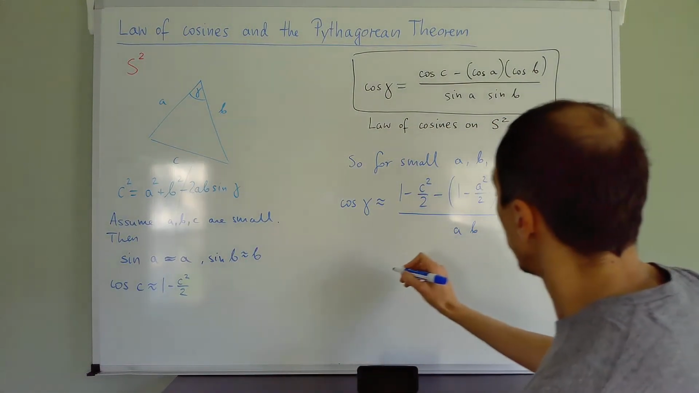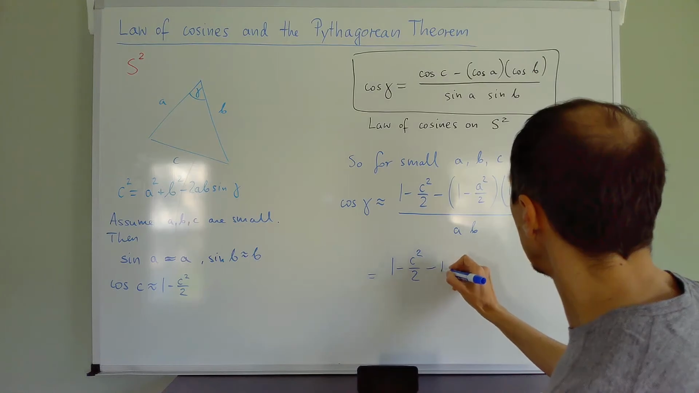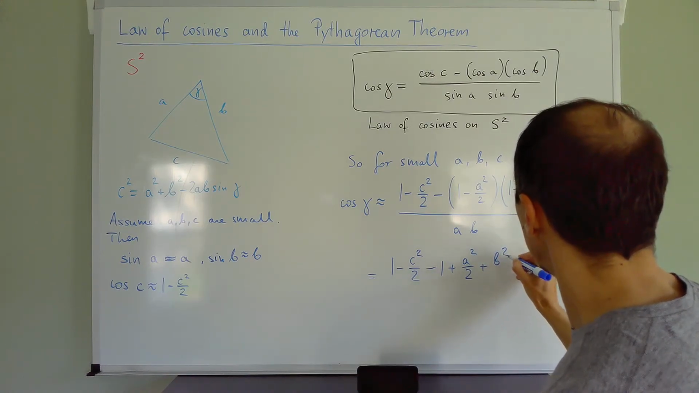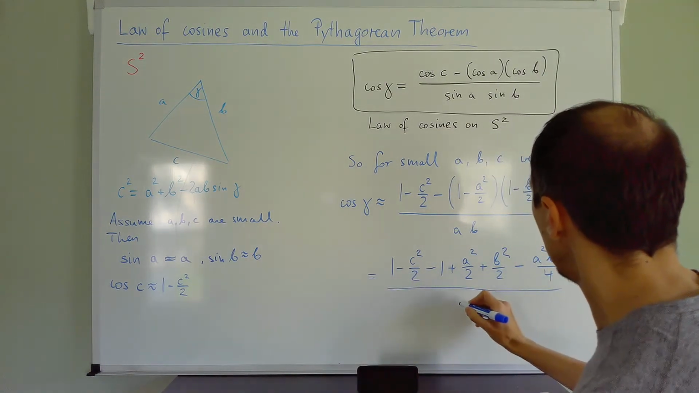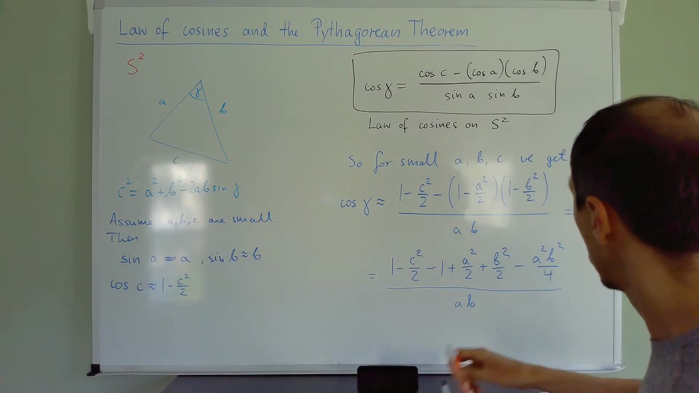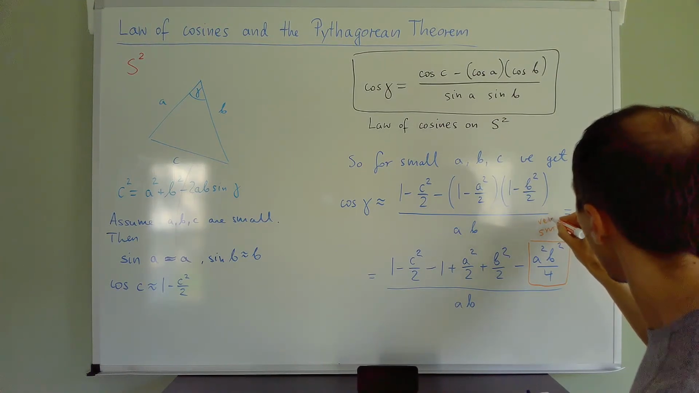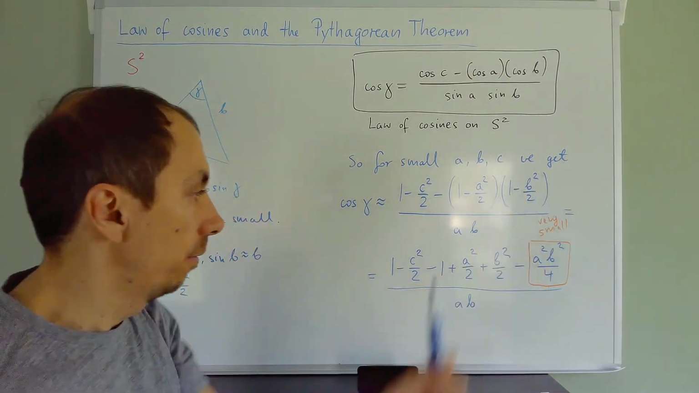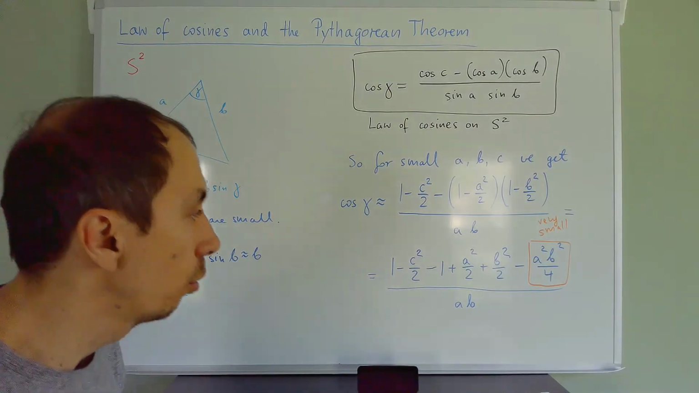Let's do the simplification here. So that is equal to 1 minus c squared over 2. All right, let me just multiply this out. So that's going to be minus 1 plus a squared over 2 plus b squared over 2. And finally, minus a squared b squared over 4. Everything divided by ab. But just as the argument went a moment ago, this now is very small. Compared to the squares, this is even smaller, another order of magnitude smaller. So compared to a squared and b squared, this is very small, so we can ignore it.